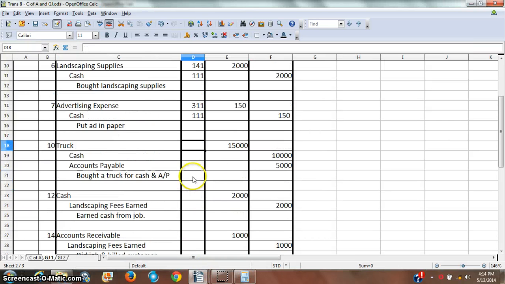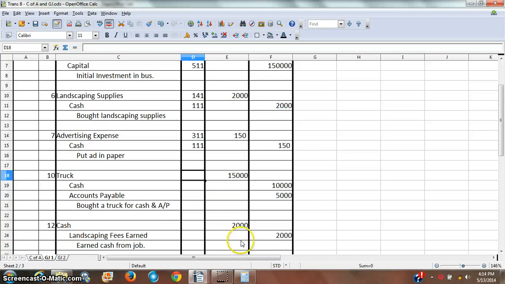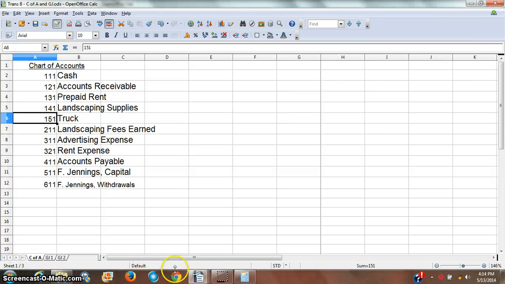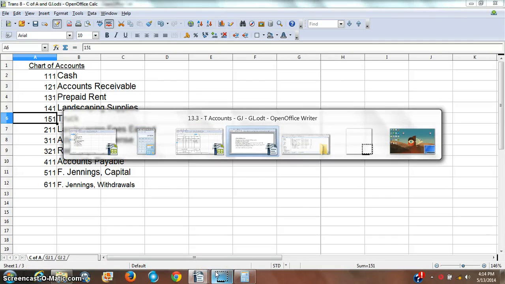I'm going to do the next. Now I'm going to post transaction number 4. This is the truck. The truck account is account 151. Come over to my ledger.